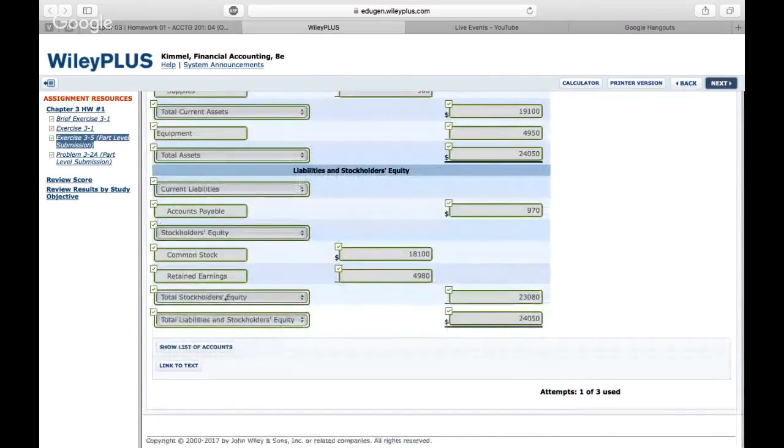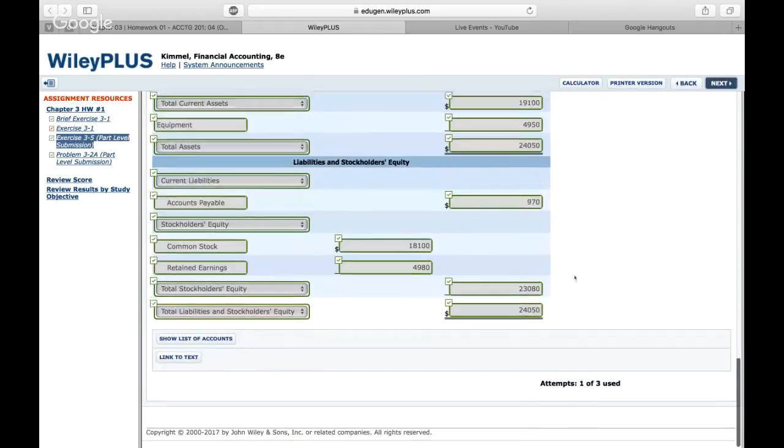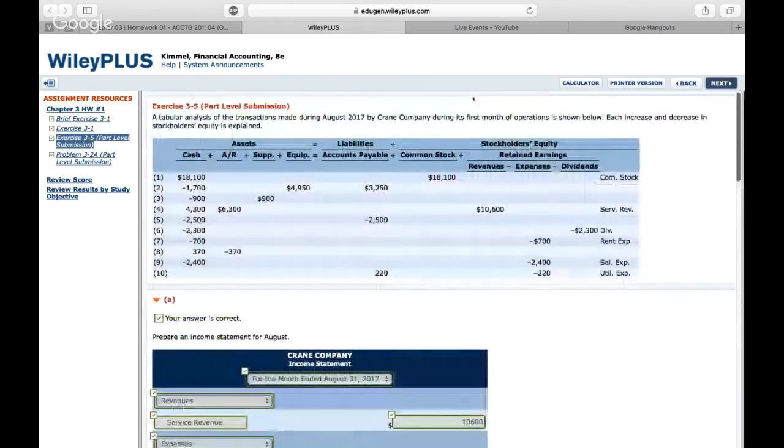And then you have your total stockholders' equity. And it's going to equal 23,080. And you have your total liabilities and stockholders' equity. So you just add these two together. It goes $24,050. And that is it.